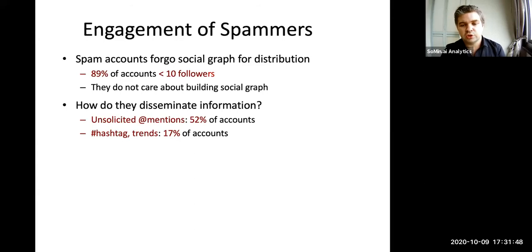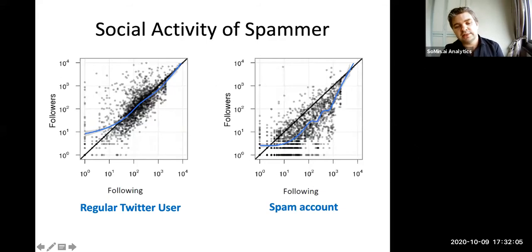And they usually mention other spam accounts in 52% of cases, and they also use different hashtags and trends in 70% of spam accounts, right? So they use hashtags to distribute. If you look at this statistic, for the regular Twitter user, the numbers of followers and followings are quite distributed, right? The ratio. And you can build some trend line. But for the spam accounts, you actually see many more people followed and far fewer followers, right? So most of them follow others much more often than somebody else follows them.